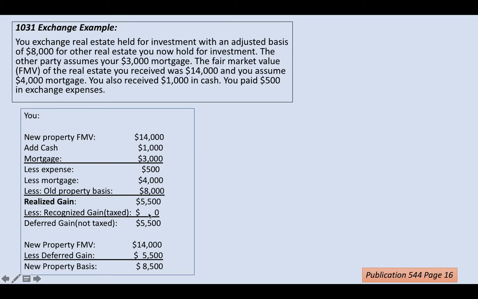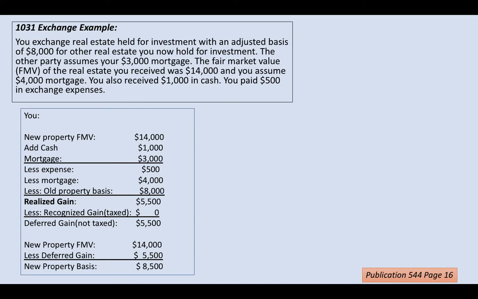So what's your recognized gain then? I think here it's zero. So then your deferred gain is $5,500. Your new property is $14,000, then your deferred gain is $5,500, so your new property basis is $8,500. Here I kind of say you have an extra $500 out of pocket, which can be used to increase your basis.